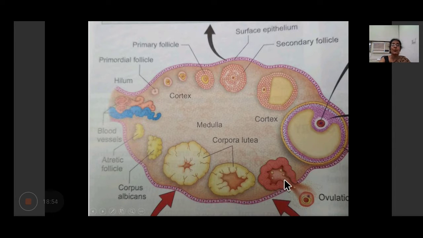This will form the corpus luteal cyst, and slowly the blood will be reabsorbed, and the luteal cyst cells will undergo atrophy and be replaced by fibrous tissue. So we call them corpora lutea, and it becomes dense fibrotic, the corpora albicans. In the hilum, we have the blood vessels and the nerve bundles and the lymphatics.